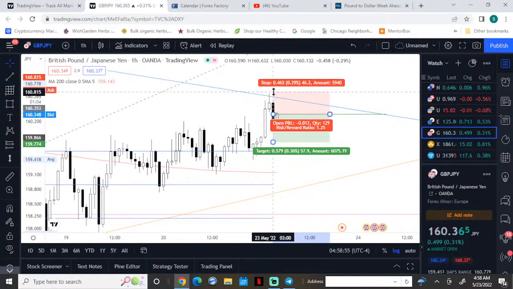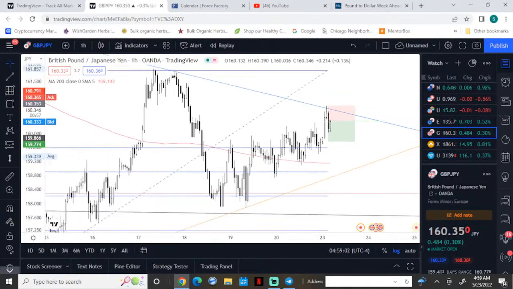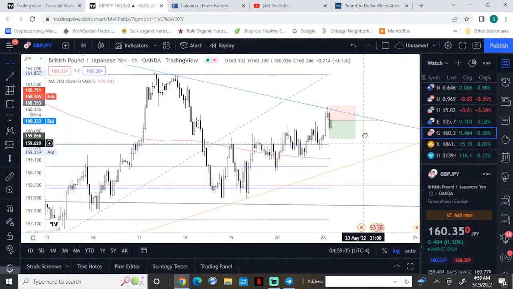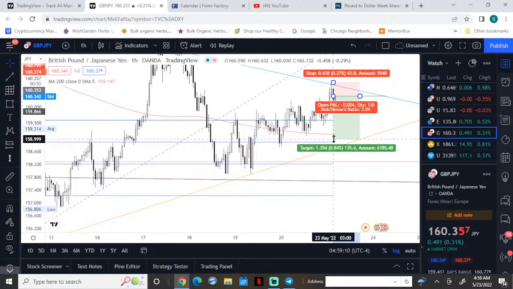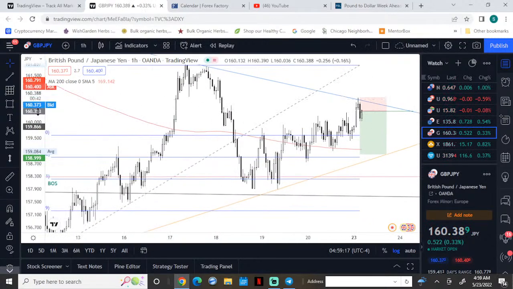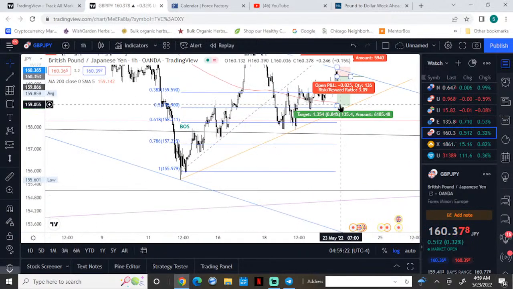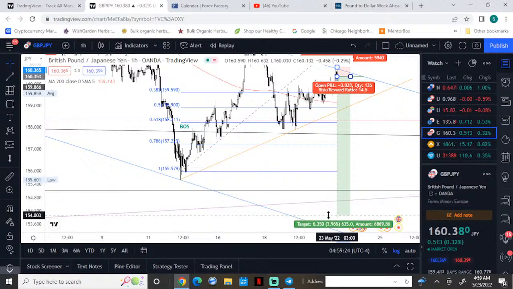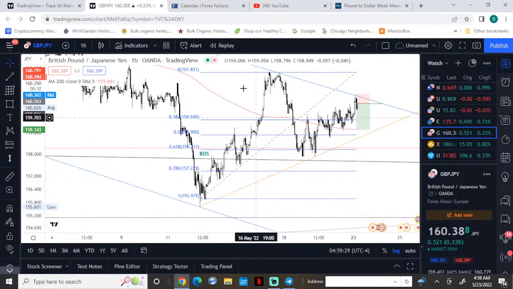Put my stop loss a little bit above this high. That's 43 pips. Now, TP1 would be right here. It's 135 pips. Ultimately, I would love to see it come all the way down there. 600 something pips. But we're going to take what we can get right now.